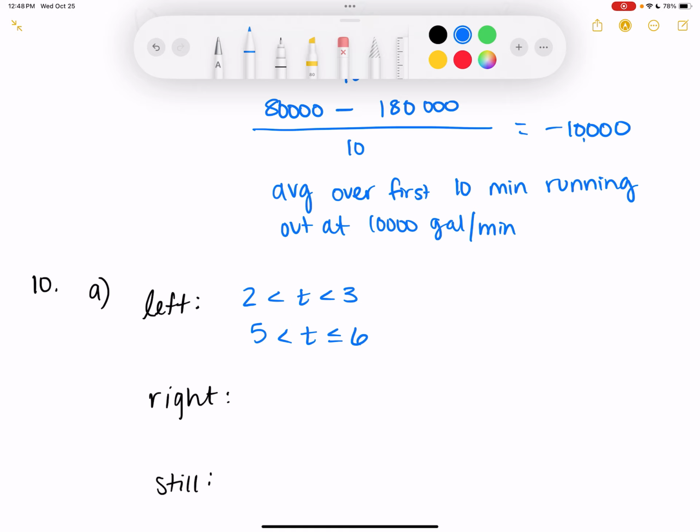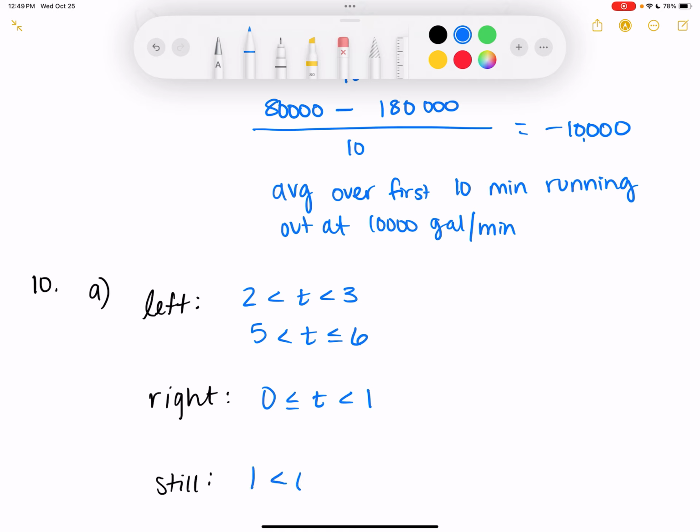How about right? 0 to 1. Is it end capped? Well, because it has a specific starting point at 0, because obviously we can't have negative time, we're going to include 0. Even though it doesn't look like it has an end cap, that's got to be the initial time, so we're going to include it. So 0 less than or equal to t less than 1. Are there any other times when it's moving right? No. Okay, and then when is it standing still?